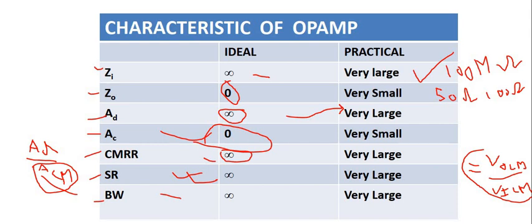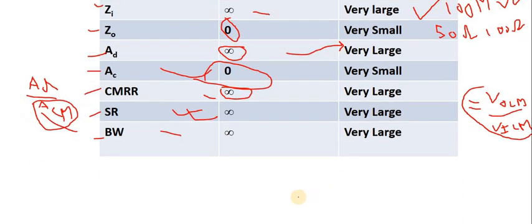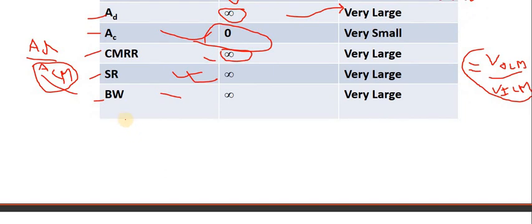Usually we say bandwidth is a range of frequency in which any circuit amplifies the input signal. Suppose this is the range of frequency in which any circuit gives a sufficiently amplified output. So what is that sufficient amplified output?